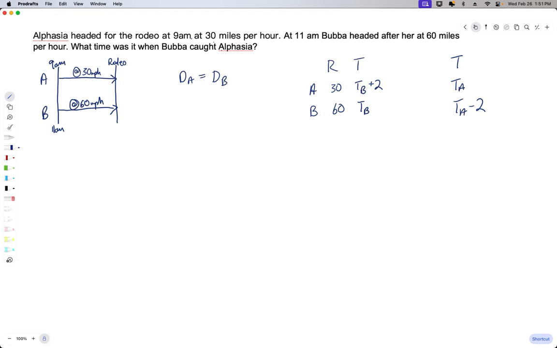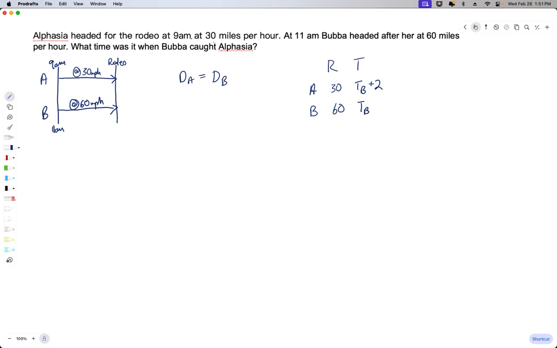It does not matter to the problem. Whichever way you do it, make sure it makes sense. If you're using Bubba's time, then you have to add for her. If you're using Alphasia's time, you have to take away for him. Okay? So it doesn't matter which one you do. What matters is that you apply the 2 correctly, the difference in time, to the right one. And you have to think about it for a minute, right? You have to really look at it.